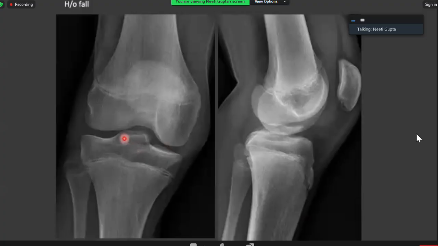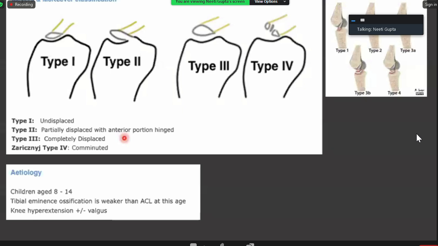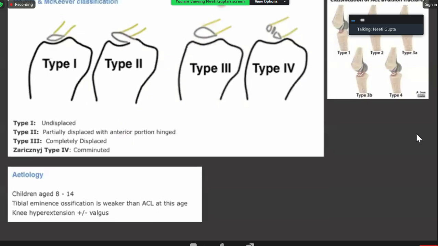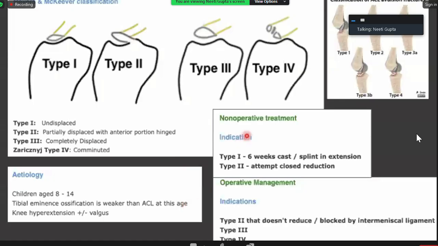And very common, be careful when you're looking at any ACL injury, because most probably it will be an ACL avulsion injury if it's a child. There is this classification suggested by Myers and McKeever, based on which the management is decided, whether it will be conservative or operative.